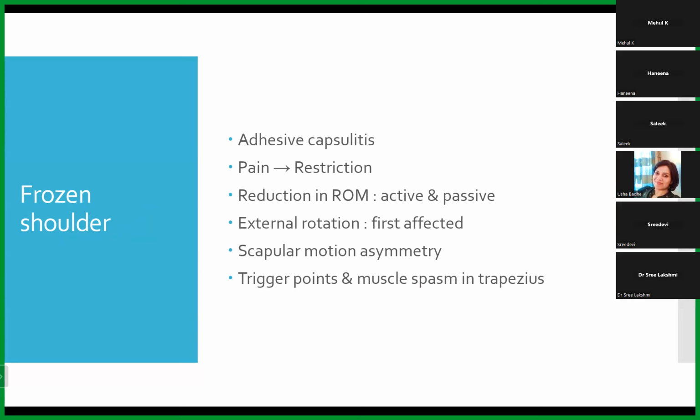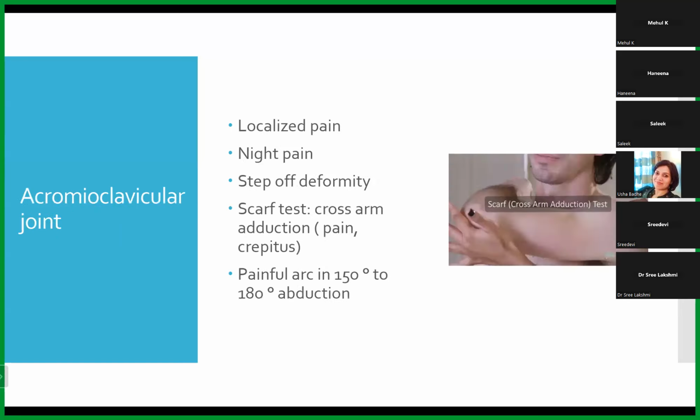In frozen shoulder, because of the pain associated with that side, there can be scapular asymmetry. And if you are palpating the trapezius of a patient with suspected frozen shoulder, you will find painful points or muscle spasm. These are trigger points and muscle spasm in the trapezius secondary to the frozen shoulder of that side.